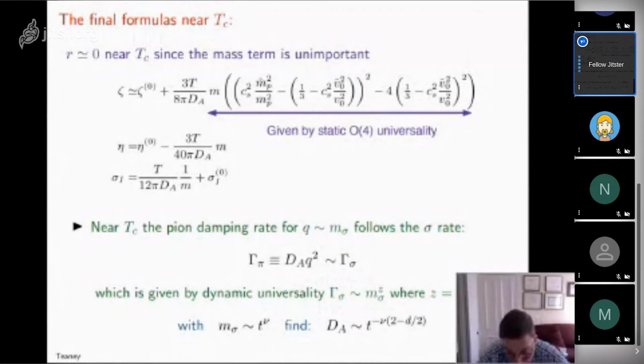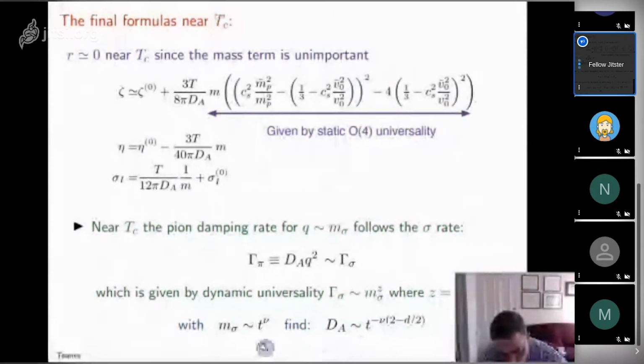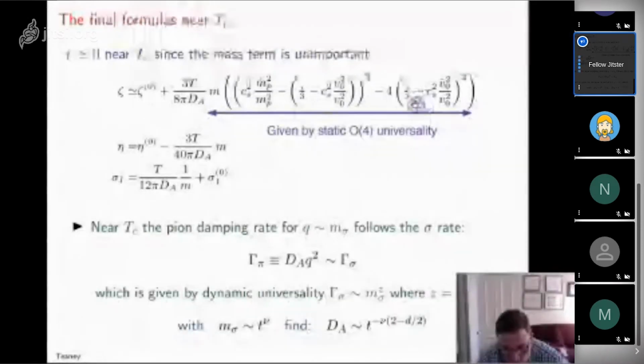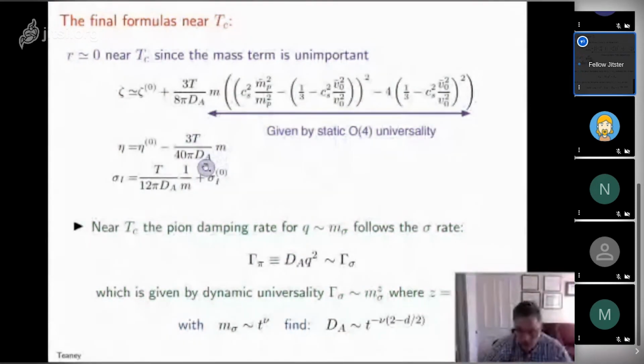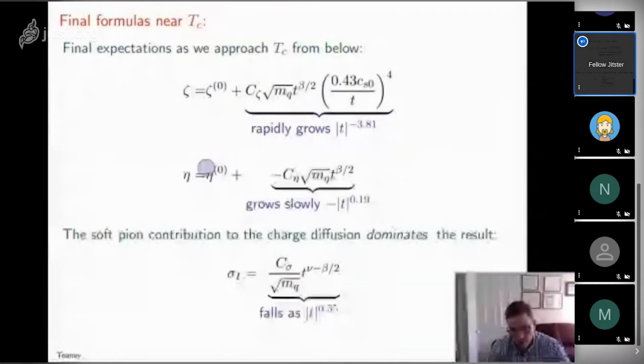So we actually know how all of these terms depend on temperature near the critical point, and we also know how the axial charge diffusion coefficient depends on temperature near the critical point. And so you could substitute those in there and determine how these parameters depend. Okay, so here's a little bit of our results.